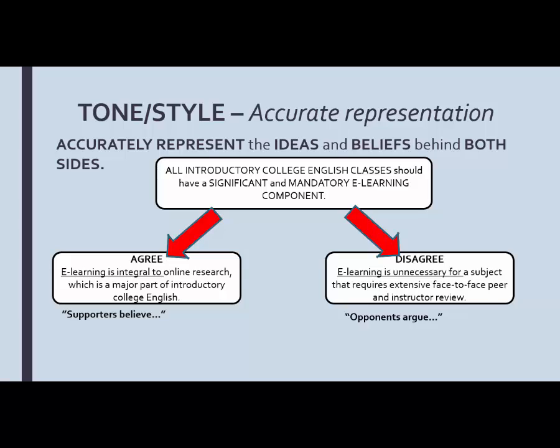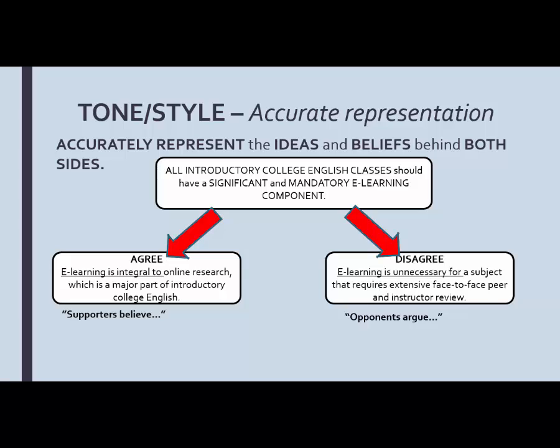So the first thing we need to do is indicate what side we're on. So seeing that our thesis supports e-learning, those that agree, we'll refer to them as the supporters. So we can take the phrase "e-learning is integral," which is a statement of position, and condense it to "supporters believe." It not only retools it to fit what we're doing, but it shows what side of the argument they're on without having to restate the thesis. With those who disagree, we can take the position "e-learning is unnecessary" and switch that to "opponents argue." Again, it causes you not to have to repeat the thesis, and it lets your audience know what side they're on in a very short and succinct manner.